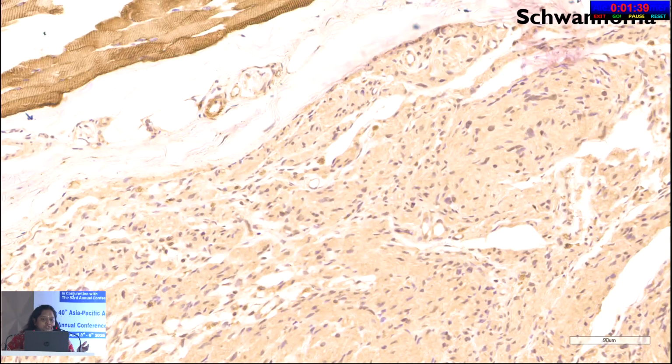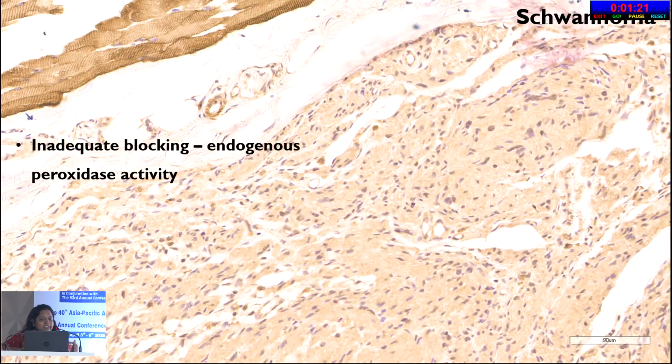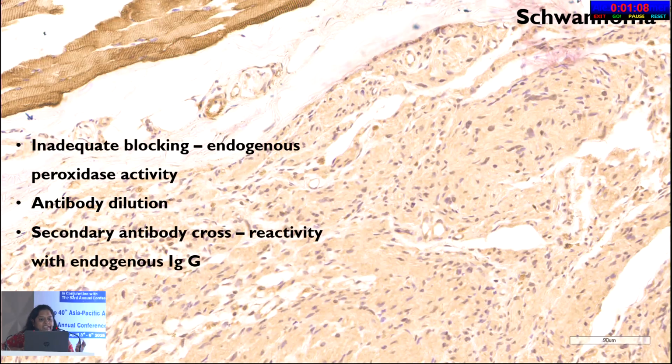So this was a case of schwannoma, and the antibody ordered here was desmin. Desmin should not be showing up in a schwannoma. But what is happening here? You can see that there was a control present in the tissue, which is brilliantly positive. But the tumor has also stained with desmin. Why did this happen? There was an inadequate blocking technique where the endogenous peroxidase activity was more. The antibody dilution might have been wrong, or there might have been cross-reactivity with endogenous antibodies, or the technician might not have washed it properly.